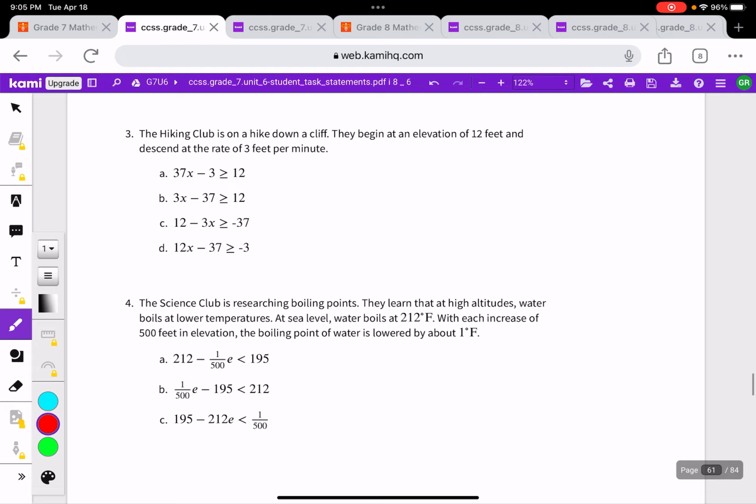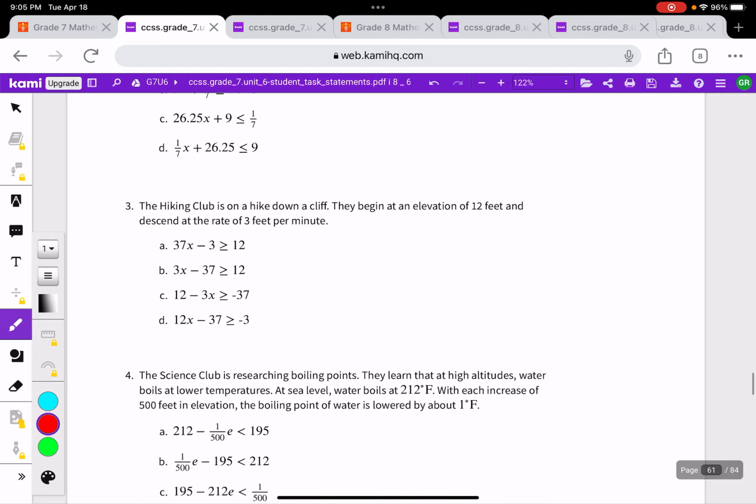So let's look at number 3. The hiking club is on a hike down a cliff. They begin at an elevation of 12 feet and descend at the rate of 3 feet per minute. They begin at 12 feet and descend. That means you're going down at a rate of 3 feet per minute. That means 3 feet every minute. That means 3 times however many minutes. In this case, you can use M. They used X. So I do see a 12 minus 3X right there.